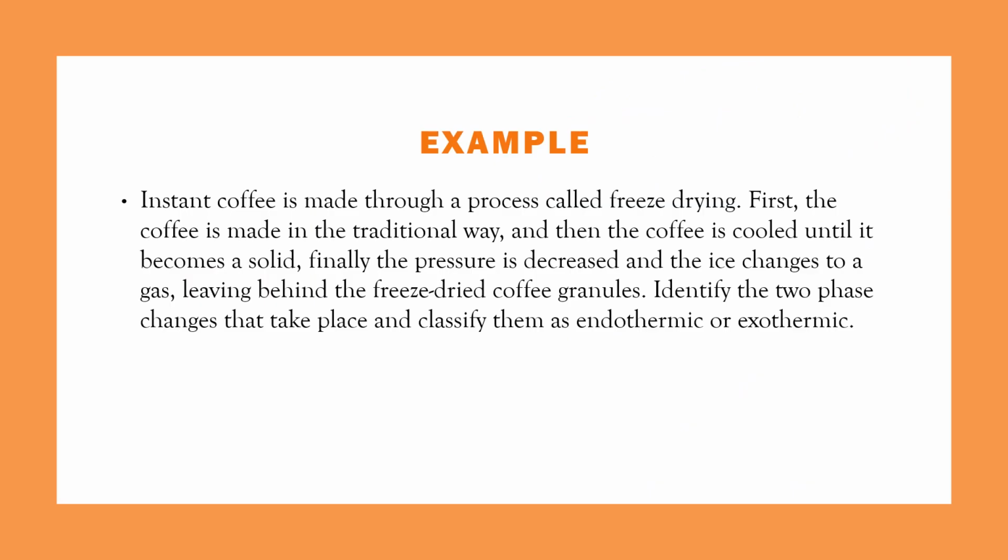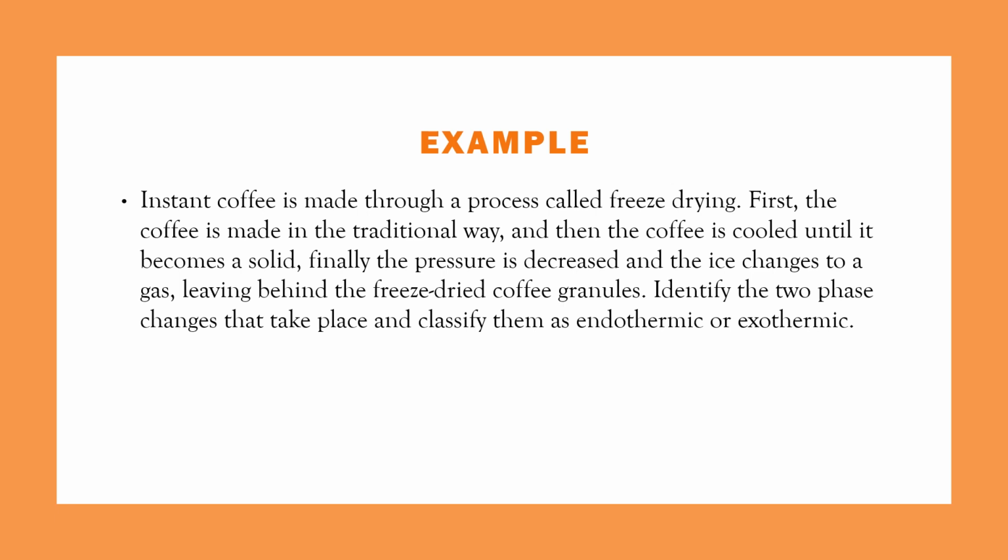Okay, so let's look at this example. Instant coffee is made through a process called freeze drying. First, the coffee is made in the traditional way, then it's cooled down until it becomes a solid, and the pressure is decreased and the ice changes to a gas, leaving behind the freeze-dried coffee granules. So we want to identify two phase changes that take place and classify them as endothermic or exothermic.